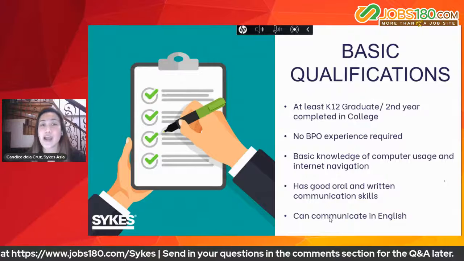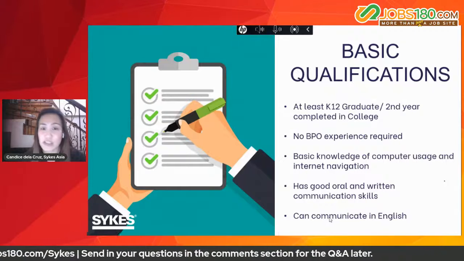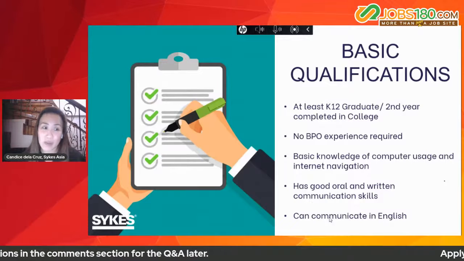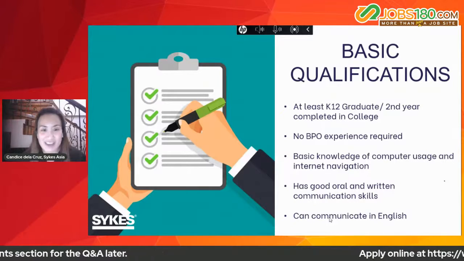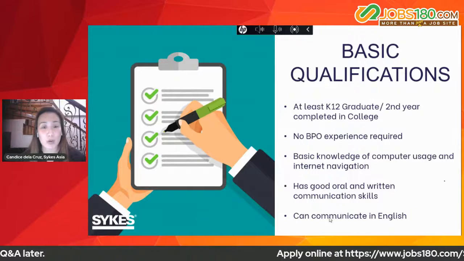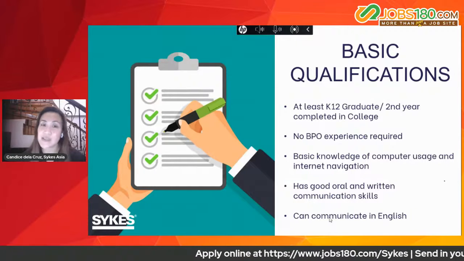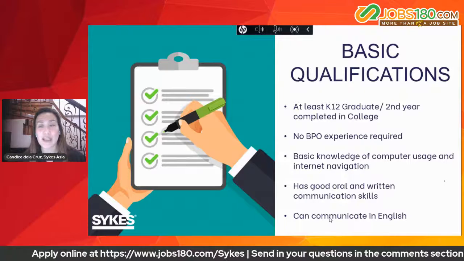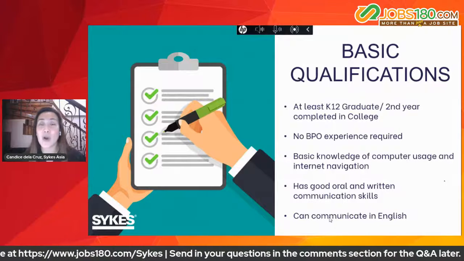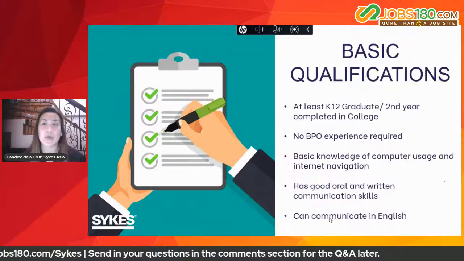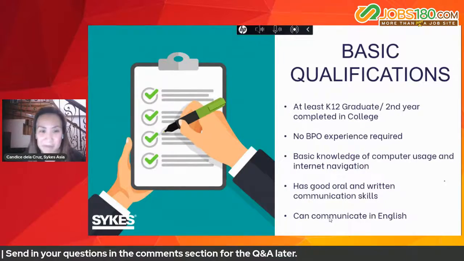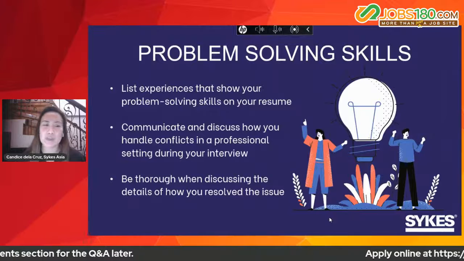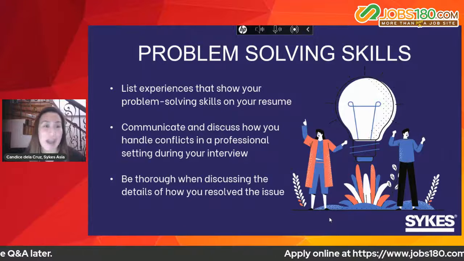Then of course, you also have there the basic knowledge in computer usage and internet navigation, because as you know, this is how we get to communicate with our clients, right? And good oral and written communication skills is a must. And of course, for you to be able to communicate well in English, because that is the language that we will be using when we actually talk to our clients. Okay? Now, aside from this, of course, I know that you might be wondering, what else do I need to have?